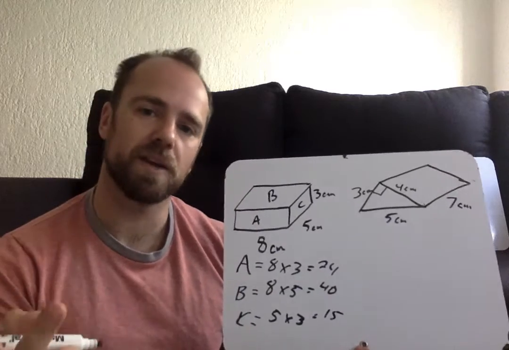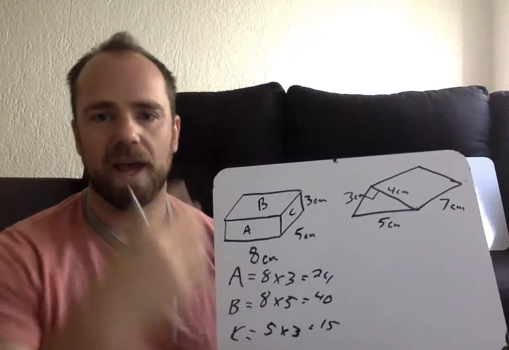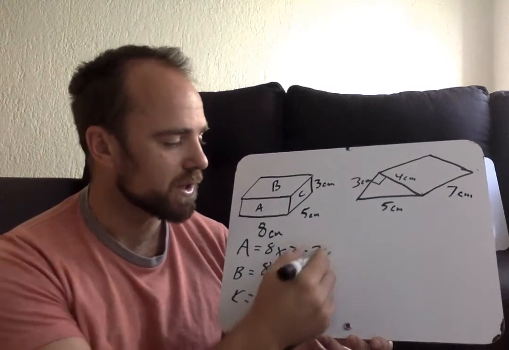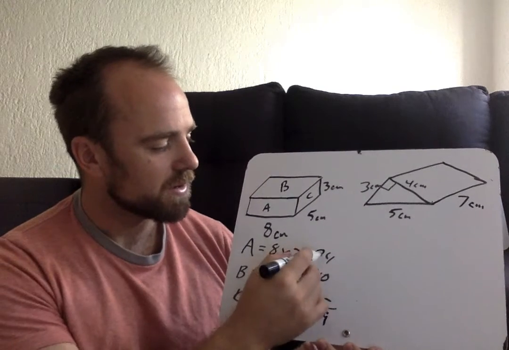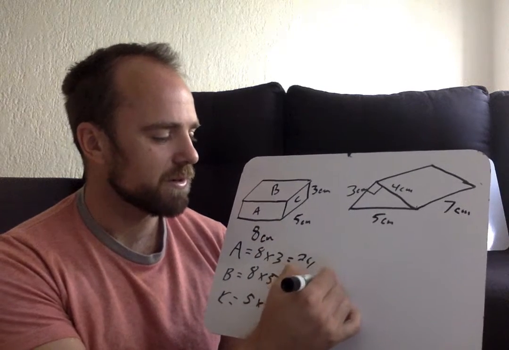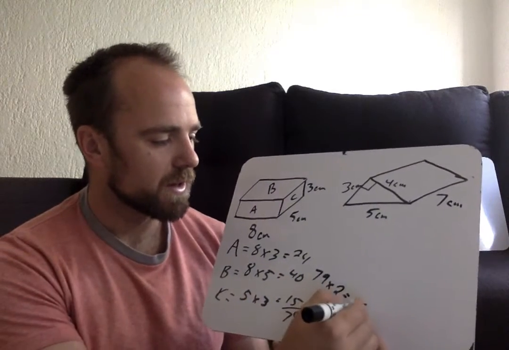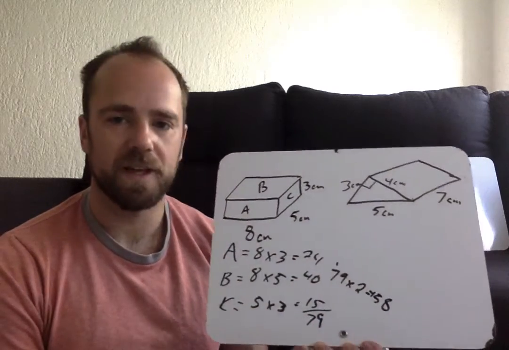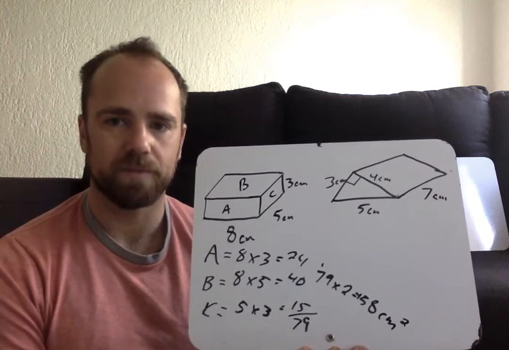There's two ways that I can do this now. I can double each of these numbers, or I can just add them all up and double my sum. That's what I'm going to do in this situation. So 4 plus 5 is 9. 2 plus 4 plus 1 is 7. So now I'm going to go 79 times 2. That gives me 158 centimeters squared. That's my answer for that one.